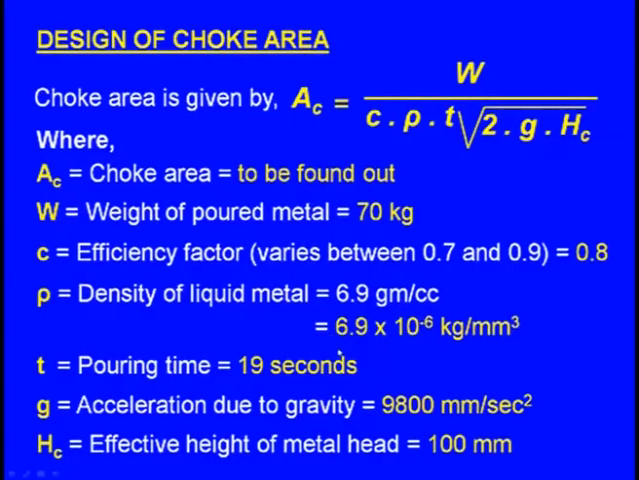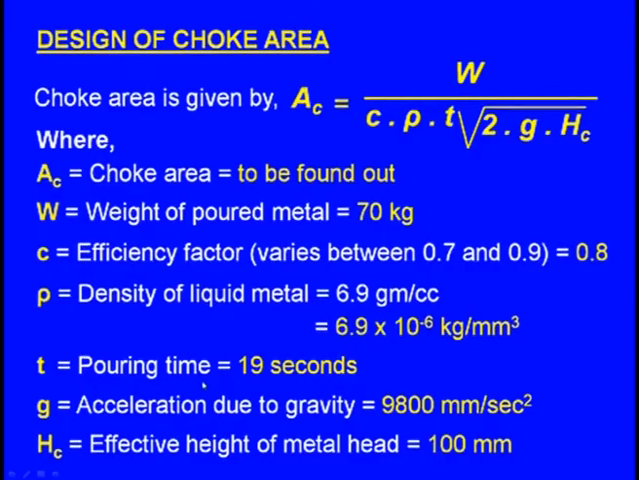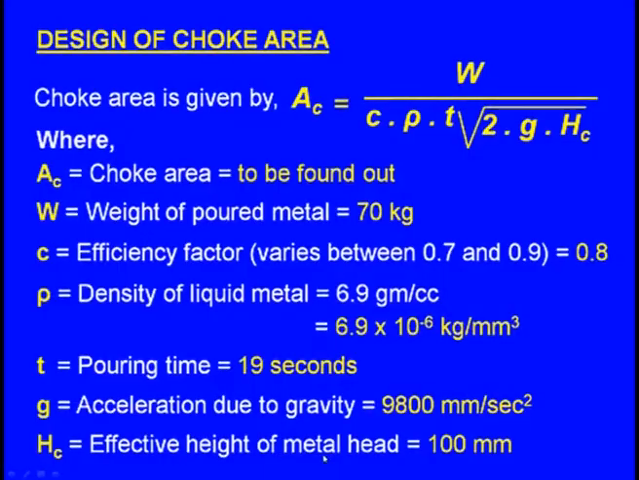Rho is the density of the liquid metal, that is equal to 6.9 grams per cubic centimeters, that is also equal to 6.9 into 10 to the power of minus 6 kilograms per cubic millimeters. T is equal to pouring time, just now we have calculated, that is 19 seconds. G is the acceleration due to gravity, that is 9800 millimeters per second square. HC is the effective height of the metal head. Usually, it is the height of the mould box, that is 100 mm.